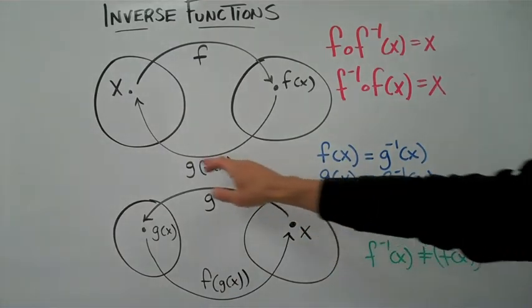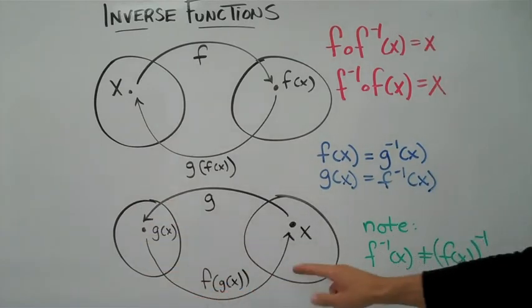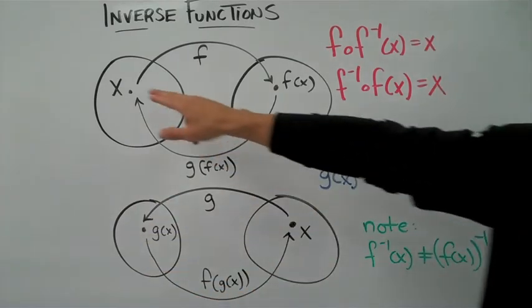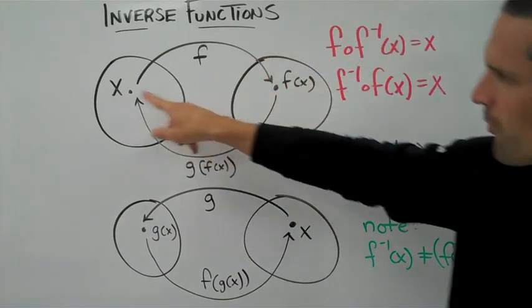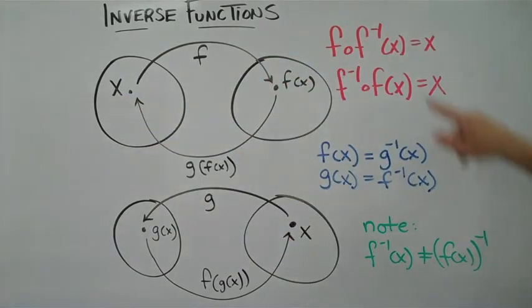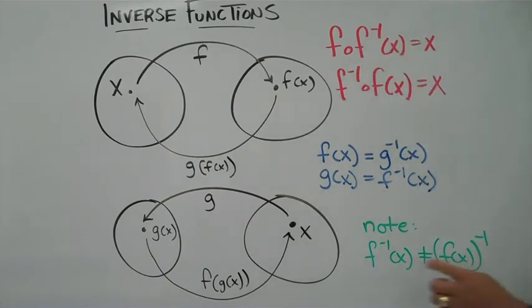So if I input 5, if I do g of x, and then I take that output and I do f of x, I wind up with 5. If I input 6 and I do the f rule, and then I take the output of that and I do the g rule, I'll wind up with 6. And this little -1 as an exponent is called the inverse. An important note is that f^-1 here is the inverse, which doesn't equal when I have a -1 outside the whole function. This is the reciprocal function.